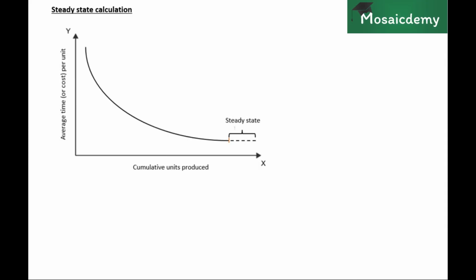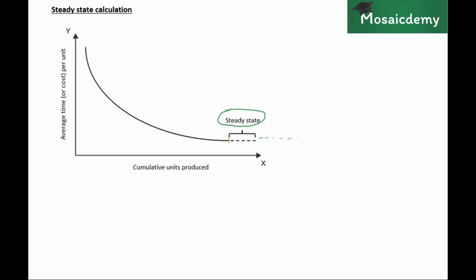Now recall what we said. Eventually, the learning curve will reach something called a steady state. Basically, beyond this state, we will stop learning, meaning the average time or cost per unit will stop falling. And thereafter, it'll take the same amount of time for any subsequent units or batches. So how do we incorporate this into our calculation?